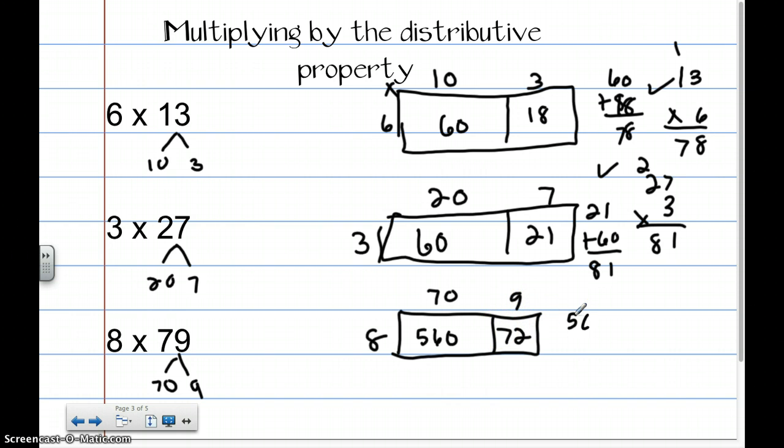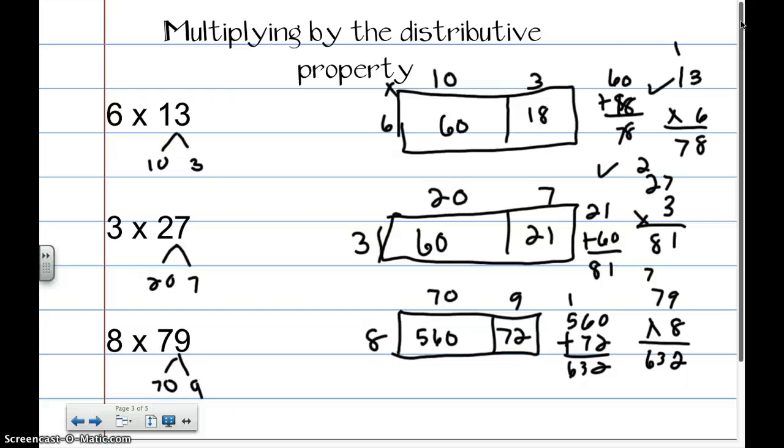So I'm going to do 560 plus 72, and that's 632. Now I'm going to do 79 times 8. 8 times 9 is 72, carry the 7. 8 times 7 is 56, plus 7 is going to be 63. So I hope this helped you with using a strip diagram and using a distributive property to multiply.